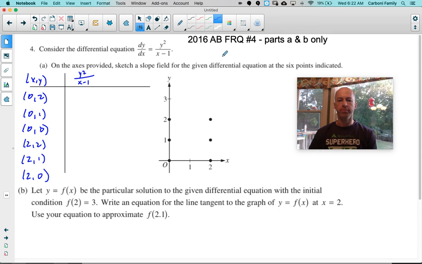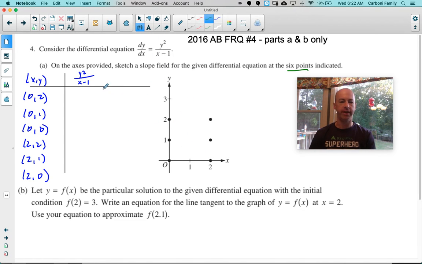Okay, from 2016, the differential equations problem on the AB exam, I'm only looking at parts A and B here. The first one, they give you a slope field. They will always tell you how many points are included, just so you know specifically how many to look for, because sometimes the points that are on the axes are a little bit hard to see. So make sure that you find all 6 of them.